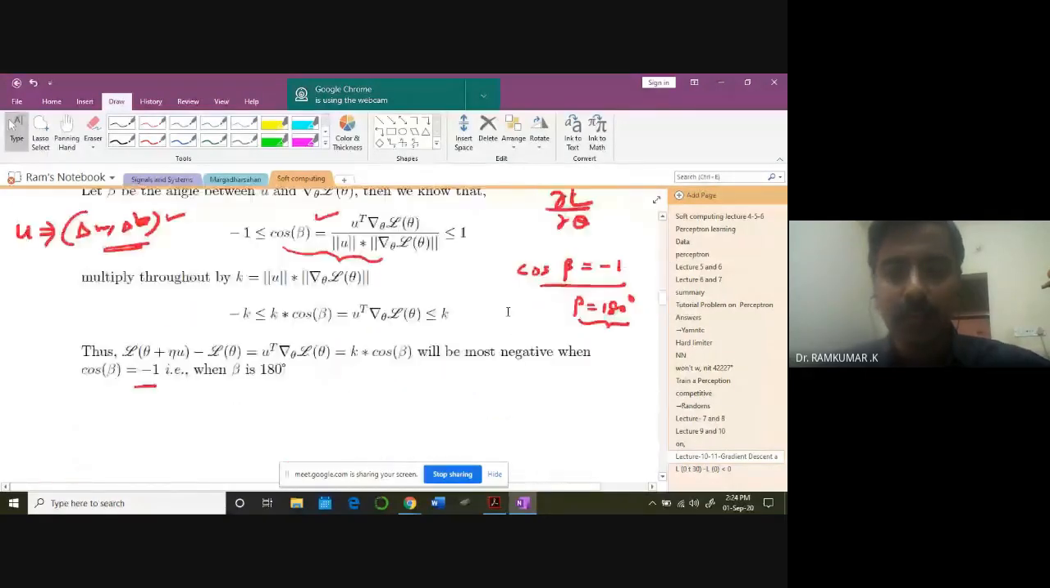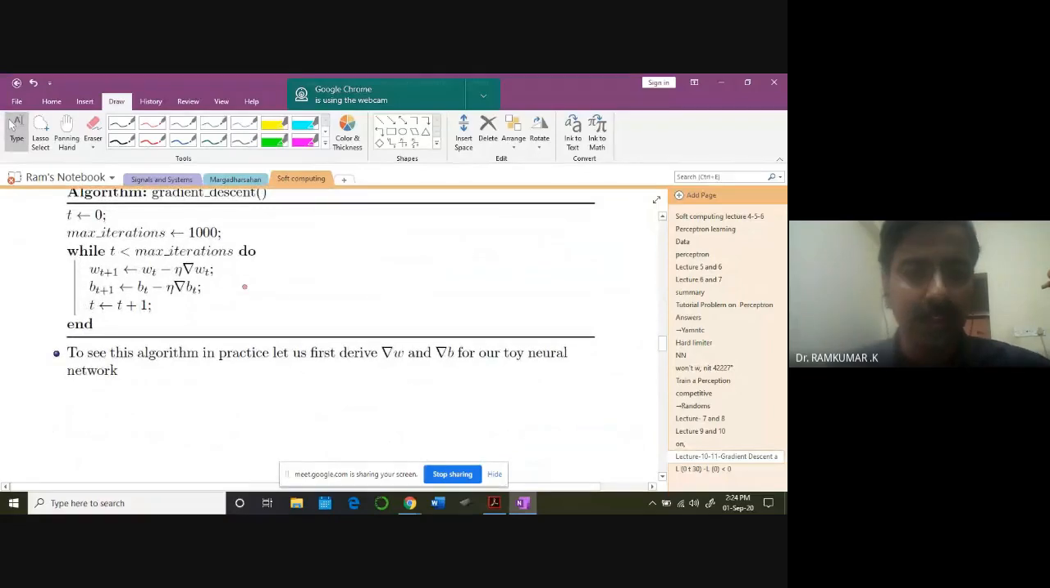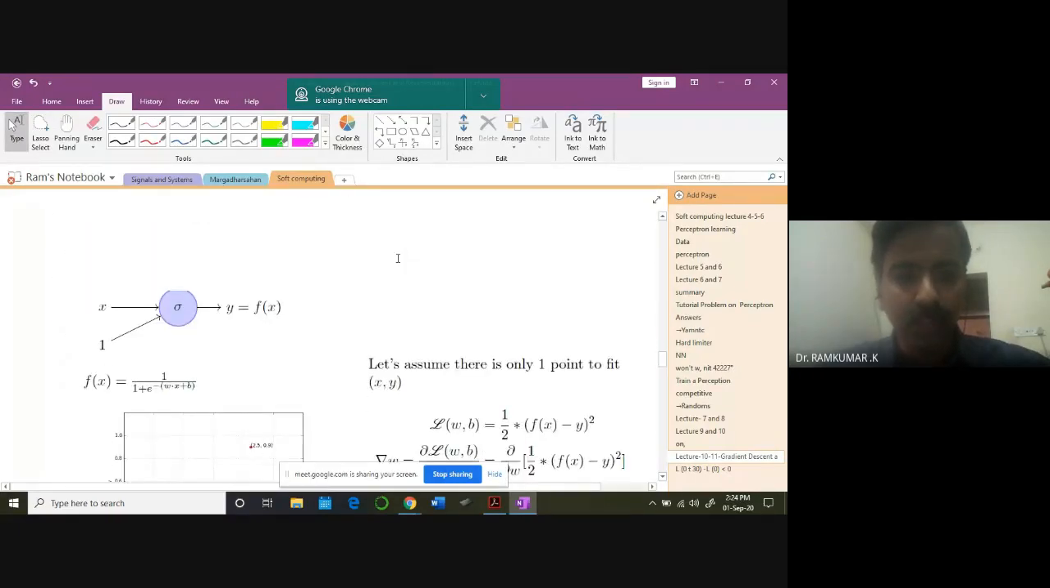So with this in mind, now let us proceed further. We can write an algorithm like this. We already received this gradient descent algorithm. So we're going to do it for a simple case.